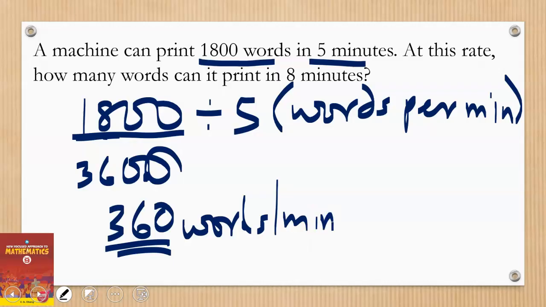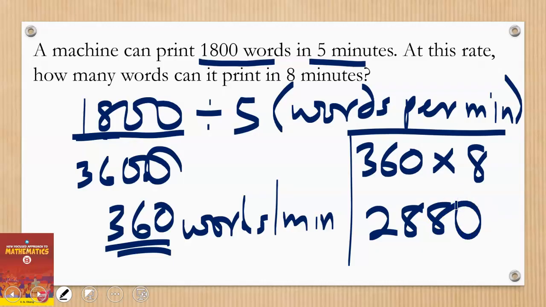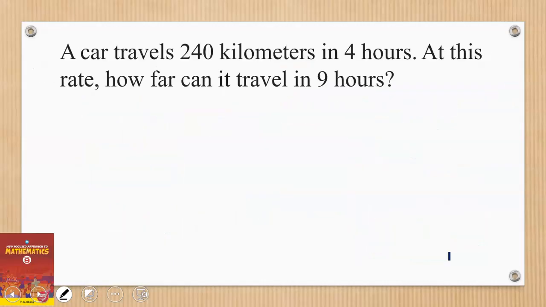So for every minute, the machine can print 360 words. Now you are asking me how many words it will print in 8 minutes? Very simple. I'll just do 360 times 8. I can do a simple calculation here, and that will give us 2,880. So it means that in 8 minutes, the machine can print 2,880 words.